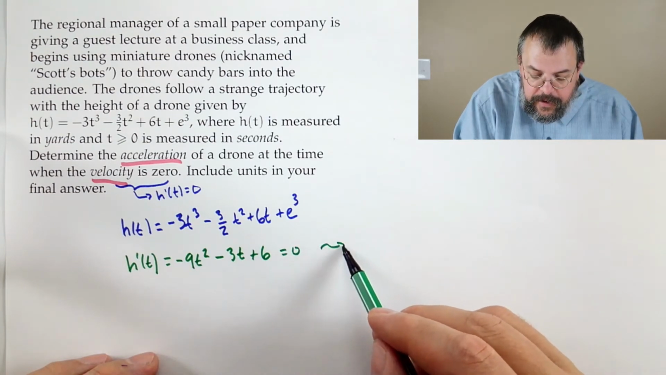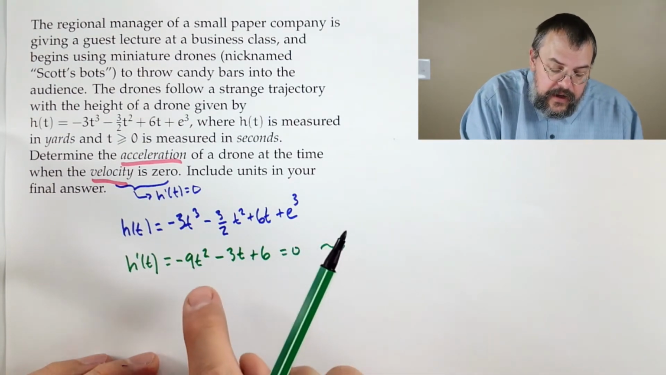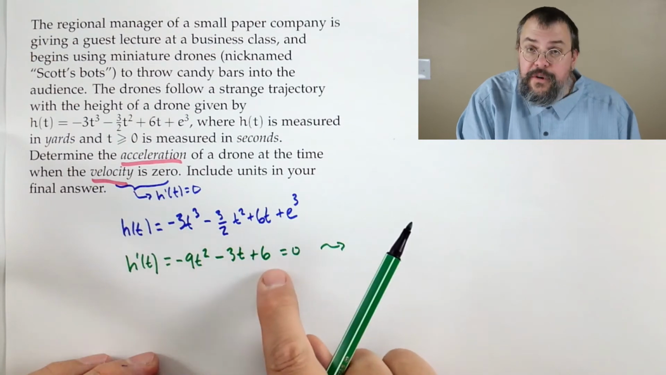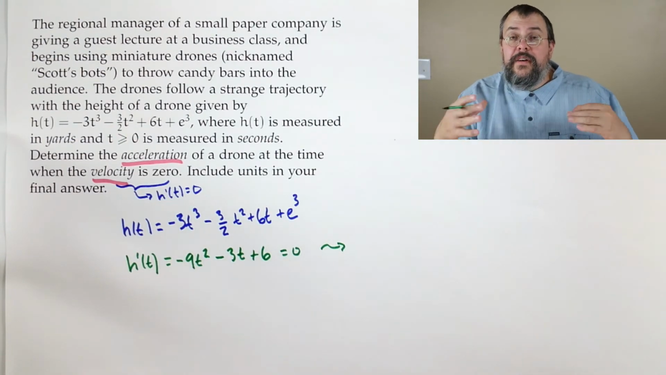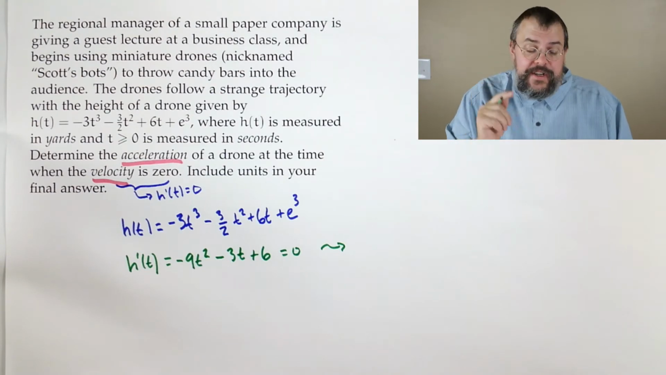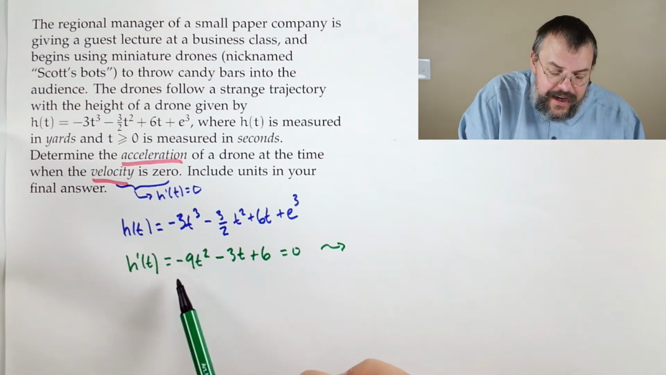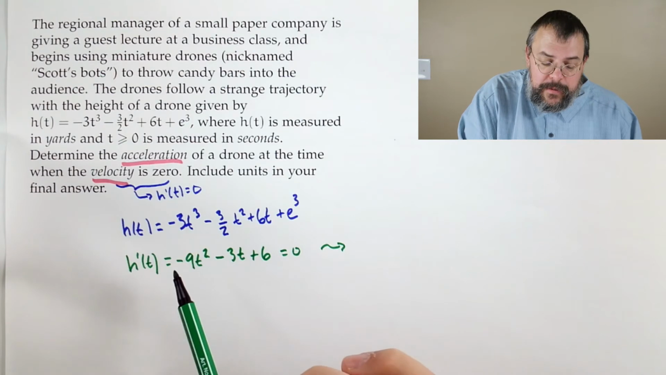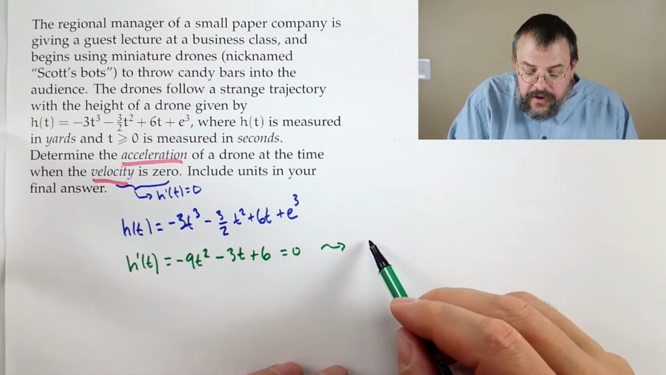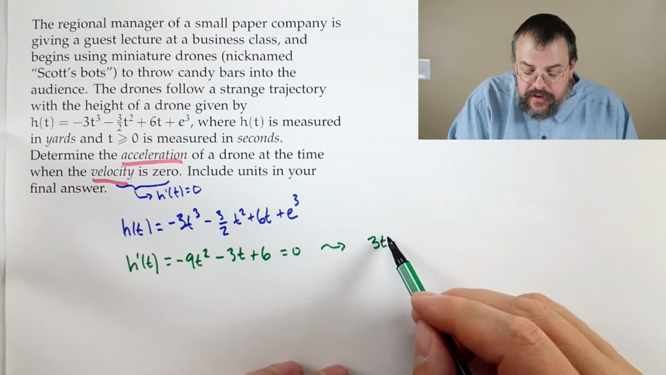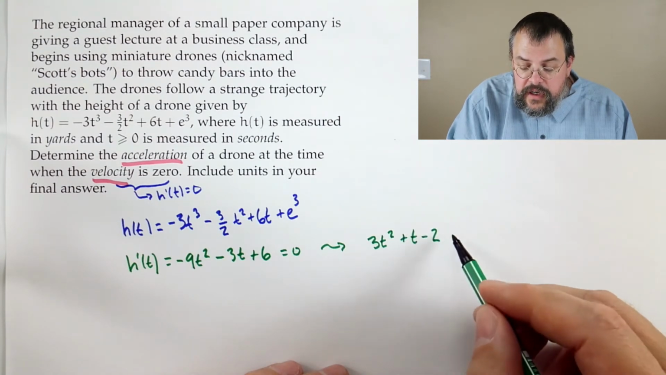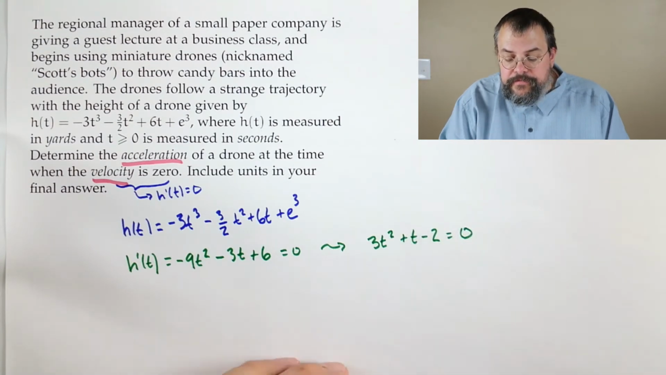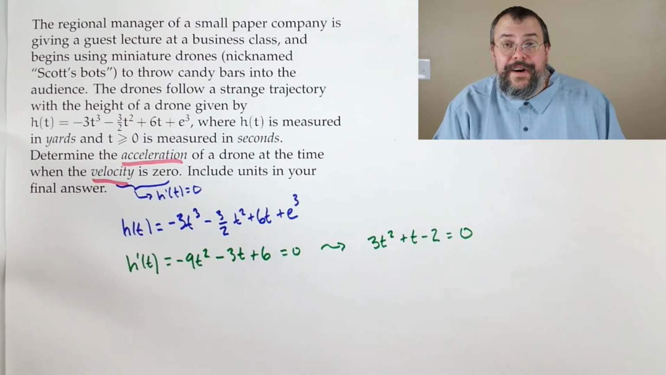Okay, we'll do a little bit of work on the side here. Now, I can see that they're all multiples of 3. So let's get rid of a 3. So we can divide by 3. I want to actually divide by negative 3 just because I always like what's in front of my t squared to be positive. So this tells us we need 3t squared plus t minus 2 to equal 0. Okay, so that's what we're after.